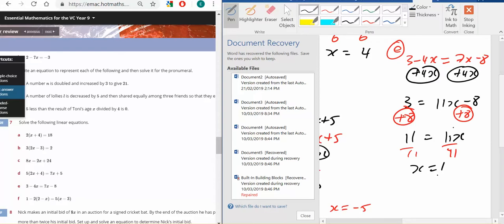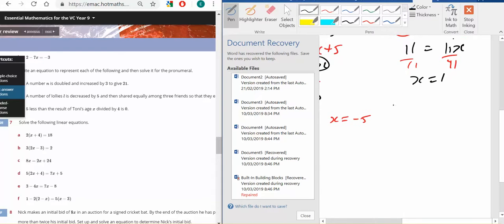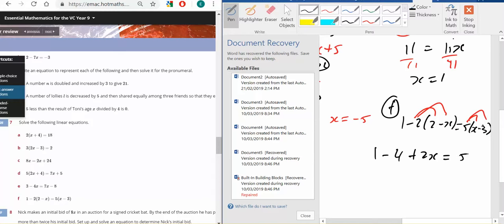Finally, F, to test whether you really know your stuff. Can you do this one? 2 minus (x plus 2) equals 5x minus 3. Okay, so I expand the brackets here. So I get 1 minus 2 times 2 is 4, negative 4. Negative 2 times negative x is positive 2x equals 5x minus 15. I can combine these two numbers together, so that's negative 3 plus 2x equals 5x minus 15.